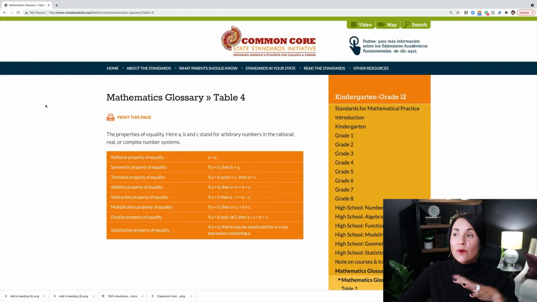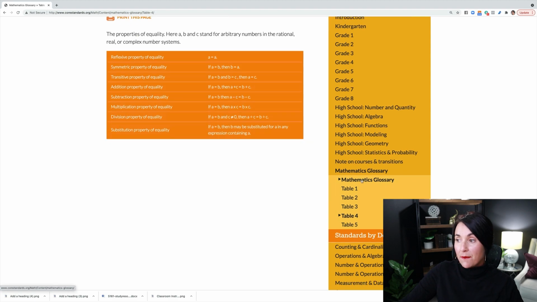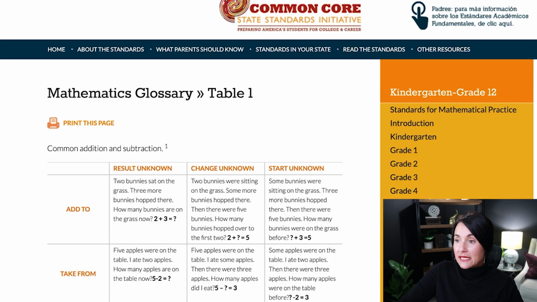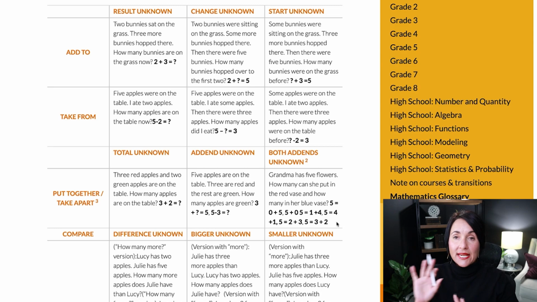Now let me show you where you can get an idea of this type of thinking. This is very Common Core math. So you're going to want to look at the Common Core glossary in the math section of the standards. In the Common Core State Standards Initiative, under the math section, there is something called the math glossary. And if we go to table 1, it breaks down all of the different operations in math. Now you can see here, this is an add to result unknown. 2 plus 3 equals, we're not sure what the result is.